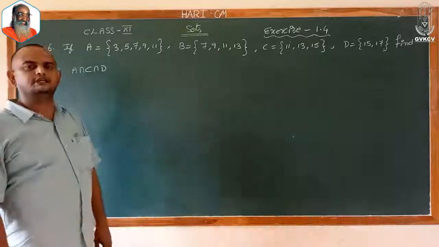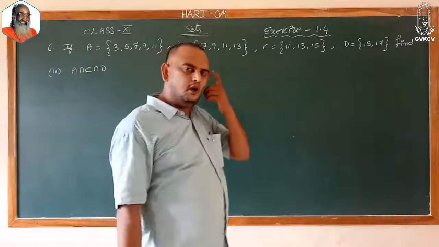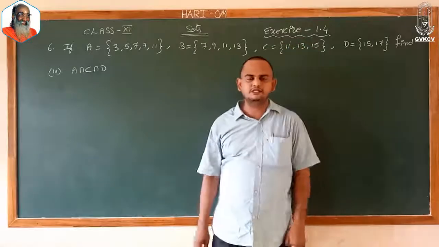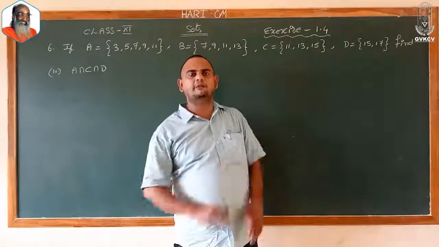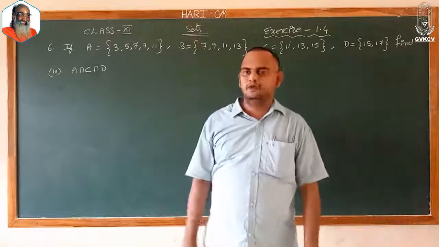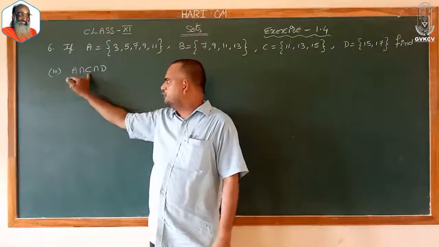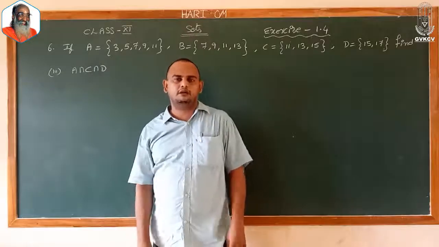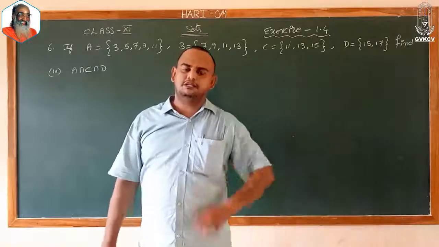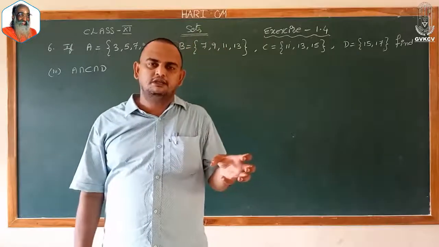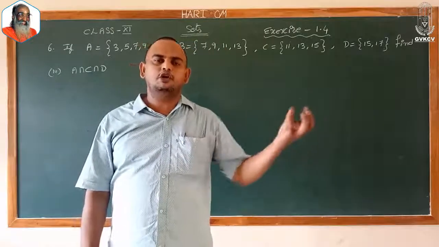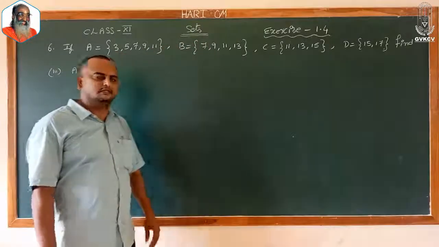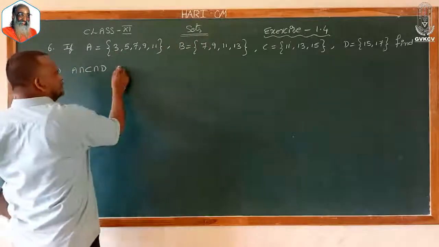As we know, the intersection operation gives us the common elements from all the sets. How many sets are we considering? 1, 2, 3: A, C, D. From all these 3 sets, we need to collect the common elements. Now let us see how to solve this problem.